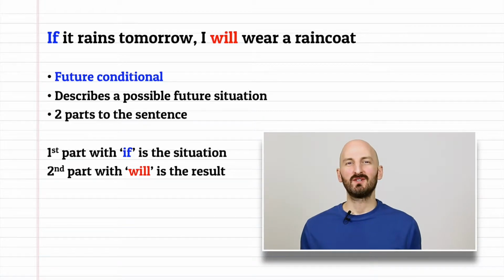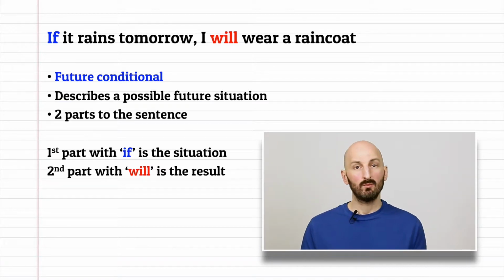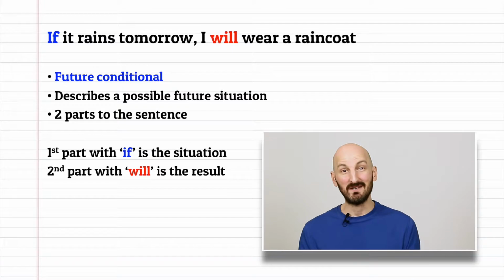If it rains tomorrow, I will wear a raincoat. This sentence describes a single future situation and result. Again, it's made up of 2 parts. The first part is if it rains and describes the situation. The second part is I will wear a raincoat and describes the result of the if part. When the first part happens, the second part is the result. We know this because we use the word if.